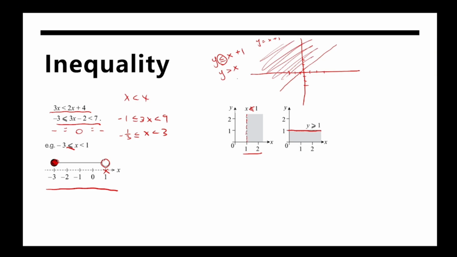And now for y greater than x, we just graph y equals x with dashed lines. So it would be here. And we shade the region that we don't want, which is below the line, because it's greater than. We don't want the region that's smaller than. So our wanted region here would be the middle part.